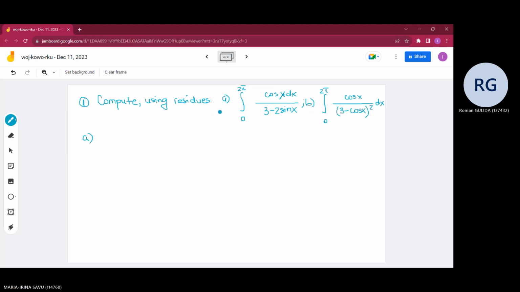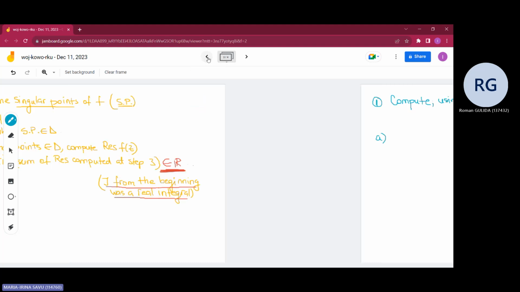What should you do here? Let's say this is I. Find the singular points. Of which function? Of 3 minus 2 sin x. Second, you have a real integral. In high school, you have learned how to compute such an integral. So I want to move to the complex case in order to use residues.